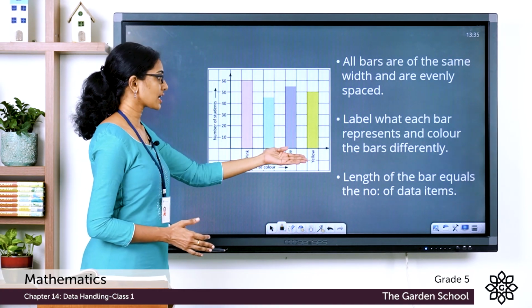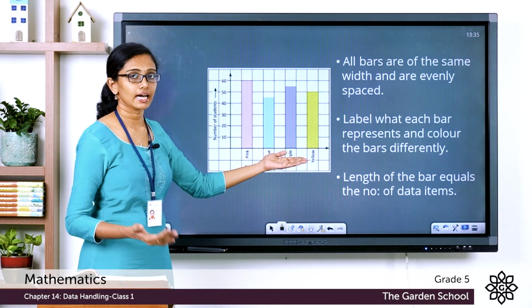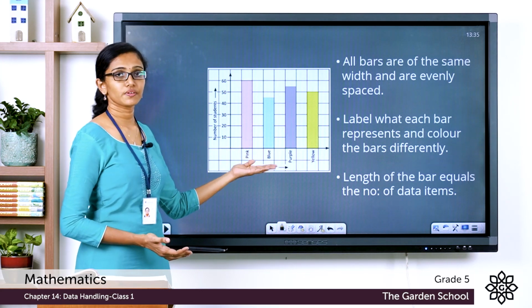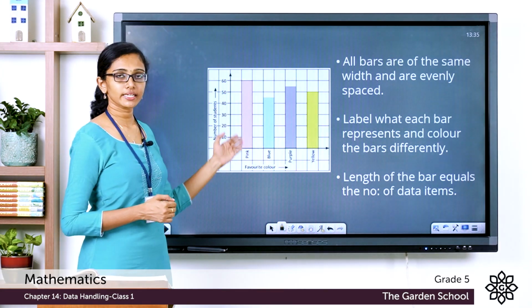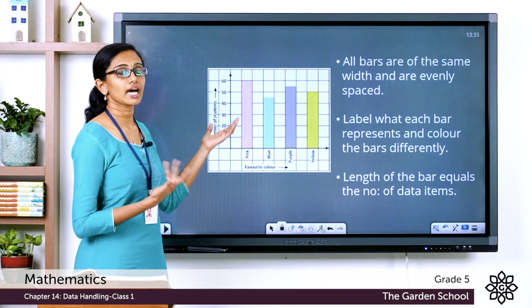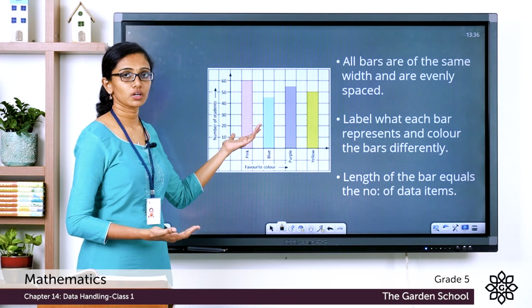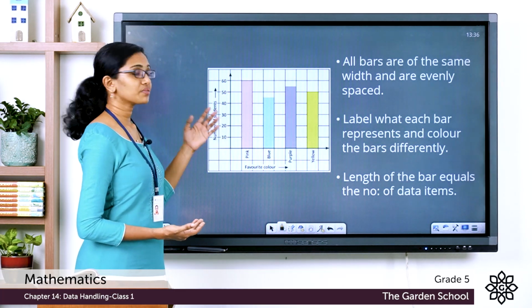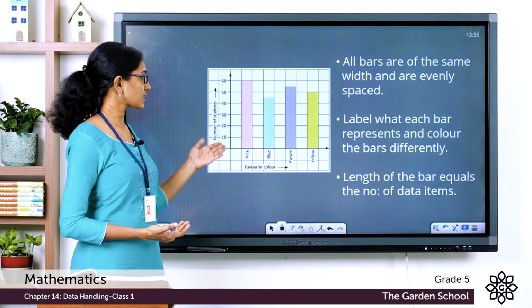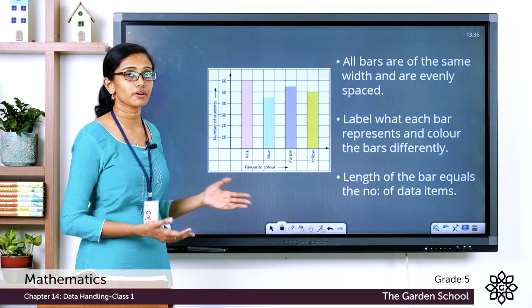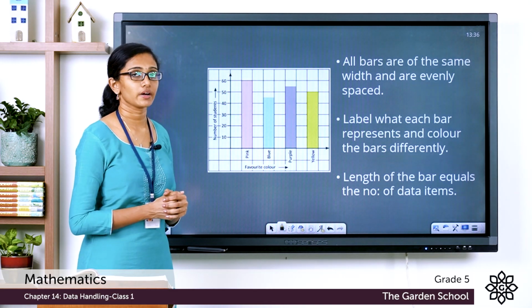On the horizontal line, you can see the category of data items, which is the different colors in this case. And on the vertical line, the number of data items, or the number of students who like the particular color, is shown. You can also see a range of values is given. This range of values that you use in a bar graph is called the scale of the bar graph.